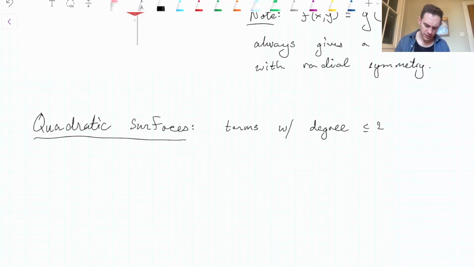And you've already met a few of these, right? You've met the sphere, x squared plus y squared plus z squared equals, sorry, equals 1. This is the sphere of radius 1 centered at the origin. Of course, I can make the radius bigger by changing that 1. I could change the center, x minus 2 squared, something like that. That would shift the sphere around.